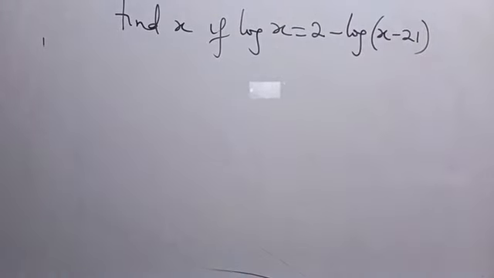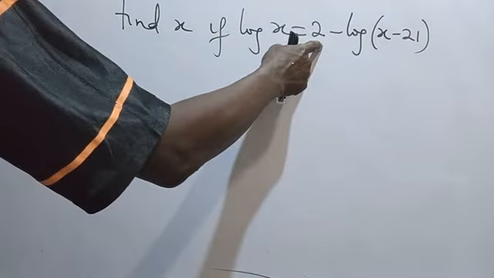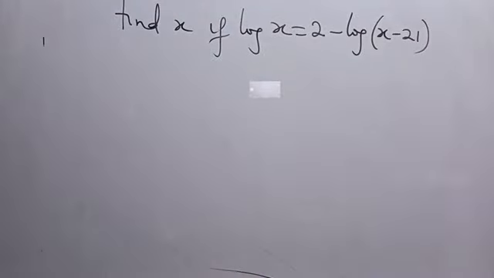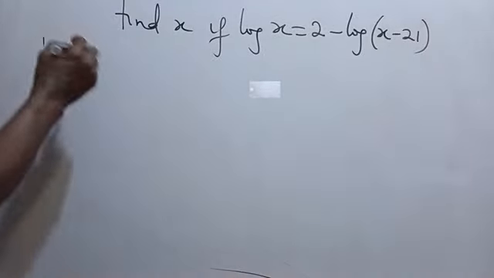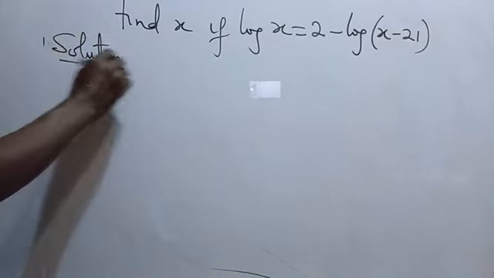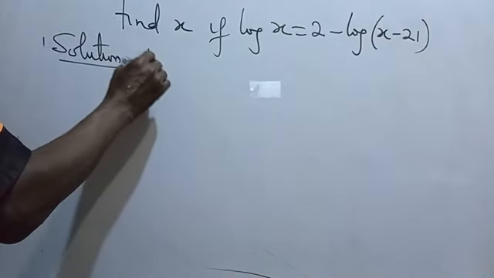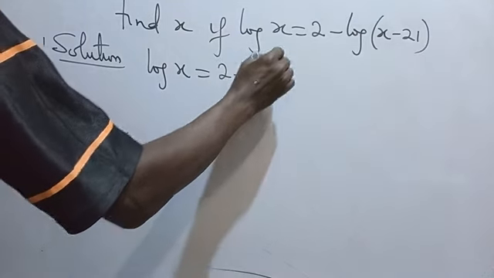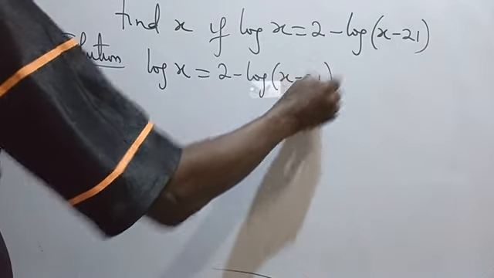Hello, we want to find the value of x in this logarithmic equation. If log x is equal to 2 minus log (x minus 21), what is the value of x? Now, solution. We have log x is equal to 2 minus log (x minus 21).